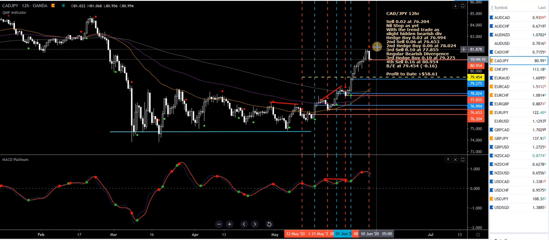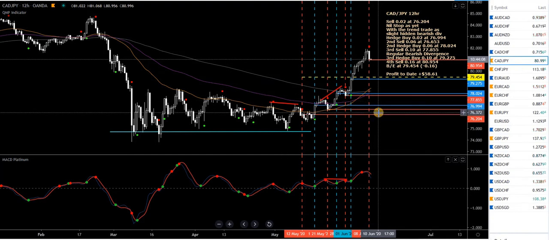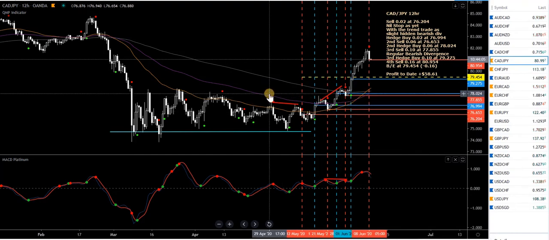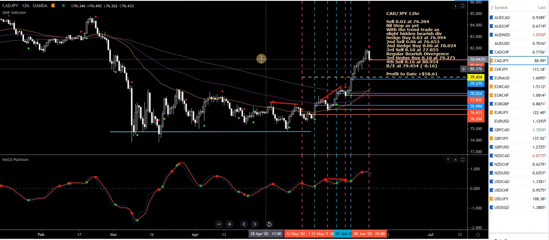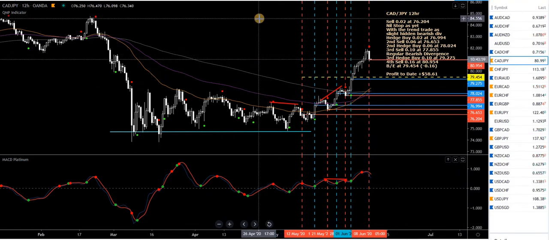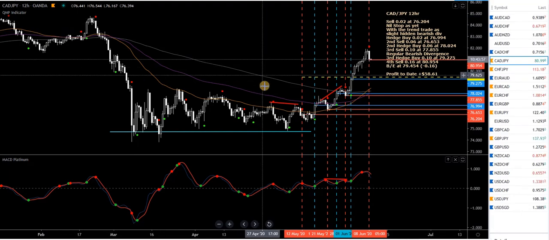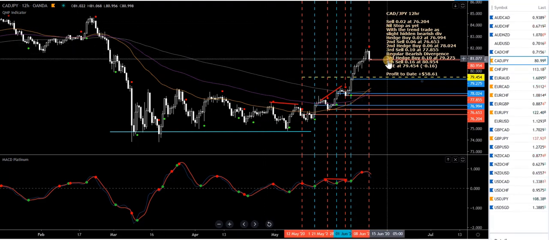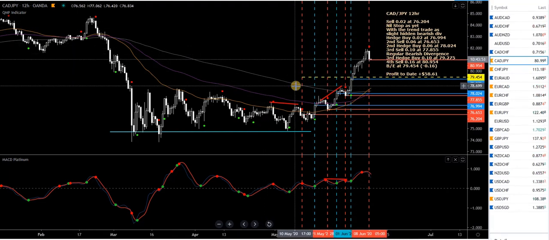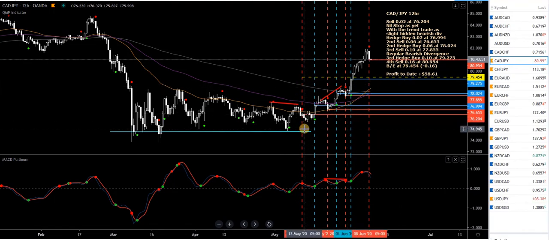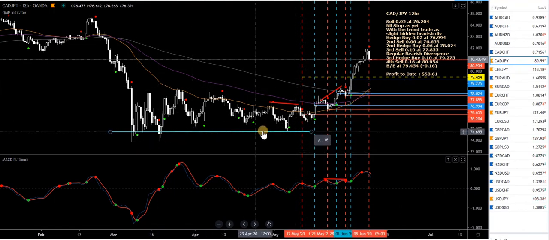CAD yen. Now, like I always say, you can pause the video and read my notes. I may talk quickly, you may not understand me, or English may not be your first language. So just pause the video, have a bit of a read. It's normally in some sort of chronological order from top to bottom and the charts left to right. So this is my setup.